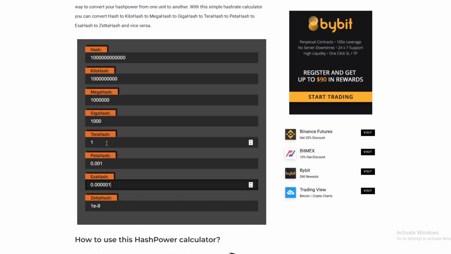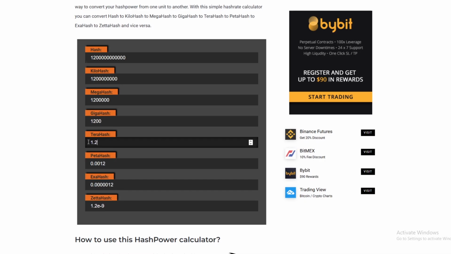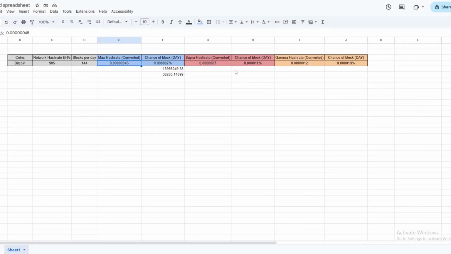For example, if we put here, I think the max is 450 gigahash. That gives us this in exahash that you see here, which is this number that you see there. And then for the gamma, you have 1.2, so it gives you 0.000012 exahash. So that's the conversion. So you're trying to get all the measurements in basically the same measurement, because if you tried to do it based off terahash, it would give you a weird number and the probability would be wrong.